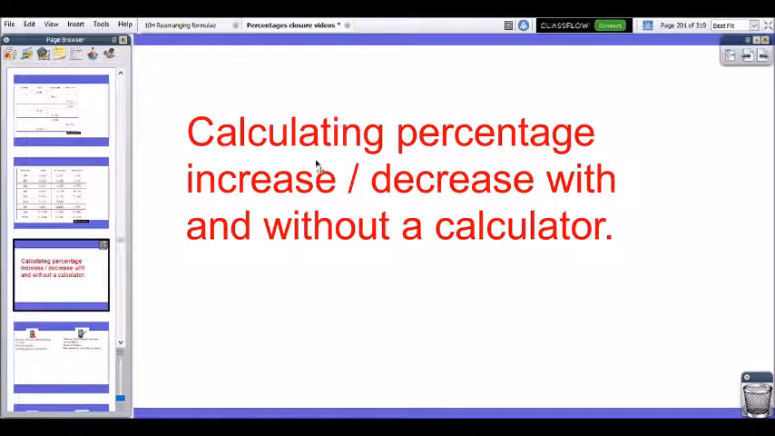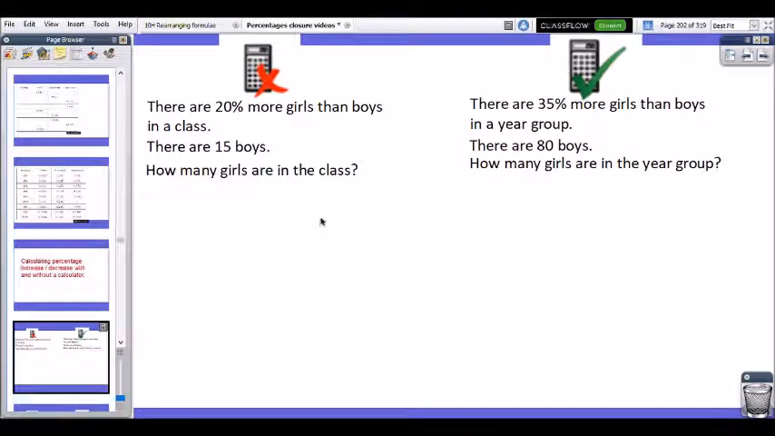In this lesson we're going to be working on calculating percentage increase and decreases with and without a calculator. So most of this lesson is going to be you practicing independently, but I'm going to begin with two examples just to get you started. Okay, so in my two examples I'm going to do one without a calculator and one with a calculator.